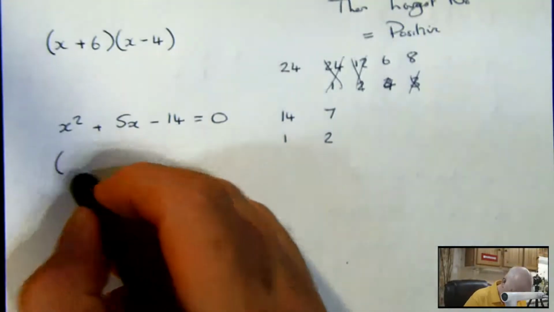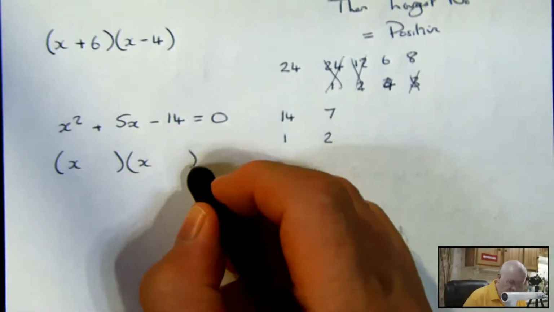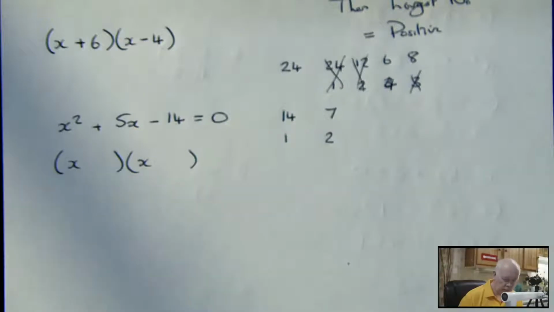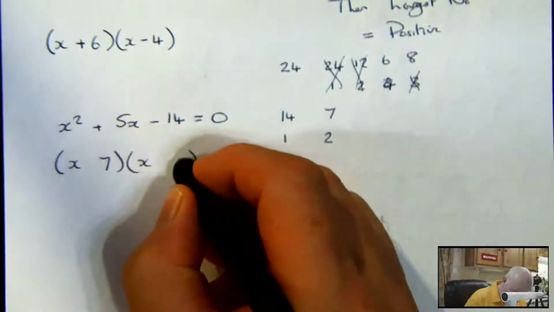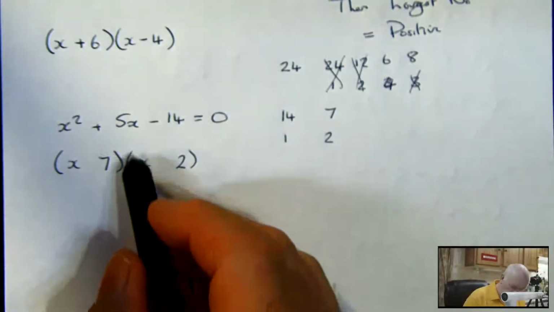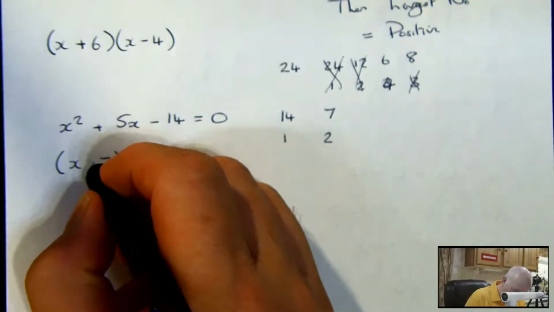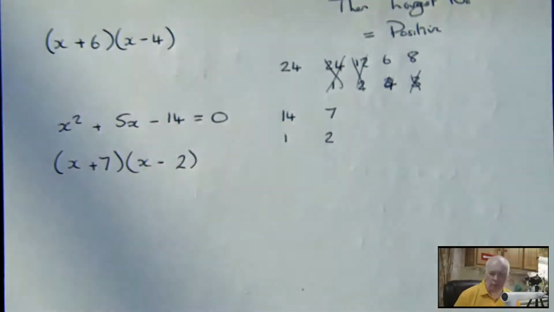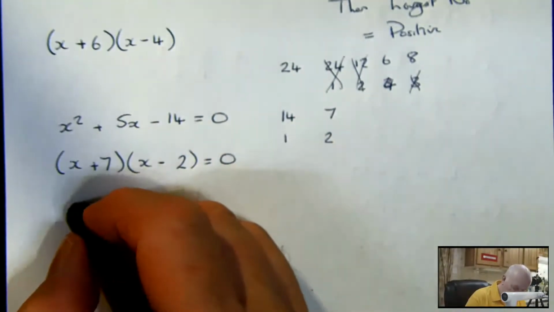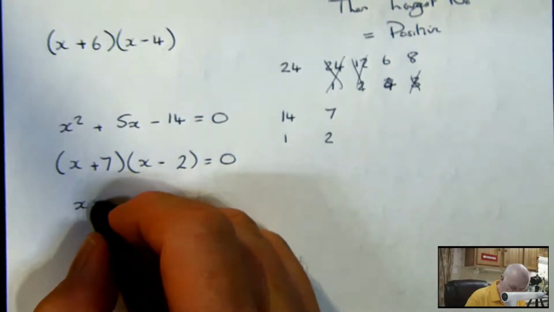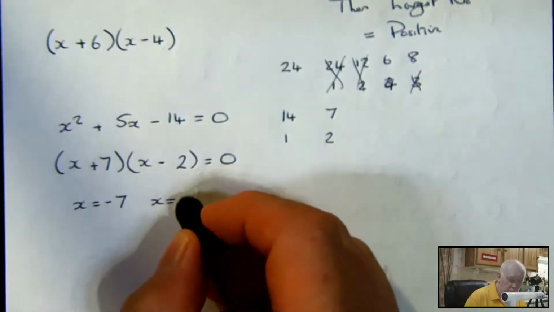So I'm writing my x's, and we can put in 7 and 2. My middle term is positive. My largest number must be positive, and the other one negative. We know that equals 0, so my answer is going to be x equals minus 7 and x equals plus 2.